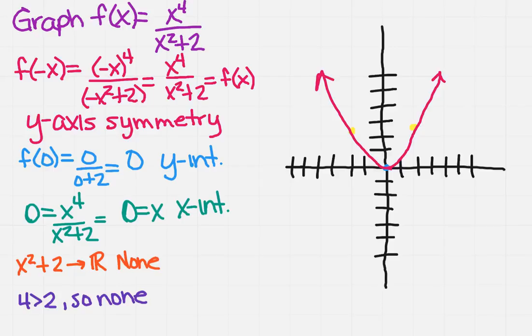So I went ahead and picked a point, I used 2, and I got 8/3 for my y, and then I reflected that over onto quadrant 2. So your graph should resemble what you see on the right hand side.